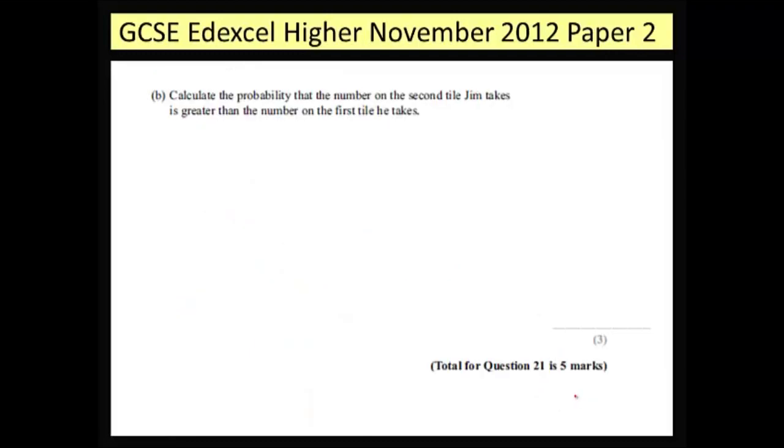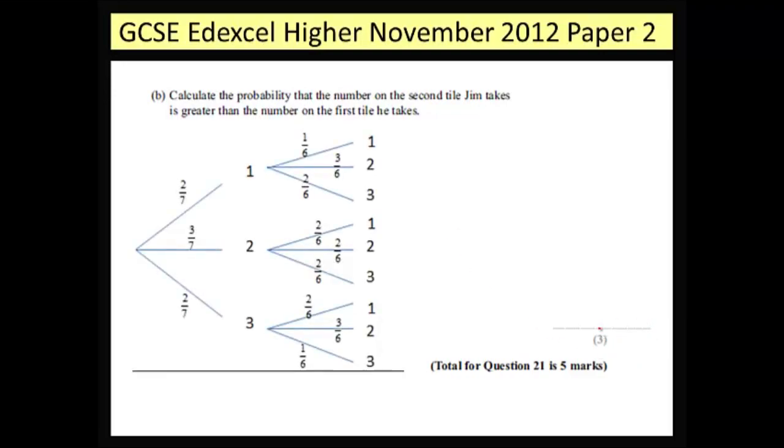In part B, calculate the probability that the number on the second tile he takes is greater than on the first. Well, you can tell that this is going to be a difficult question because it's now worth 3 marks. So let's have a look at it. I'm going to go back to my tree diagram and I can see all of the possible outcomes. So I'm just going to go down this list and see which ones fit the description that I'm given in the question. So remember, I want the second tile to be greater than the first.